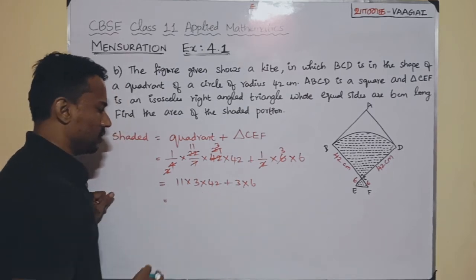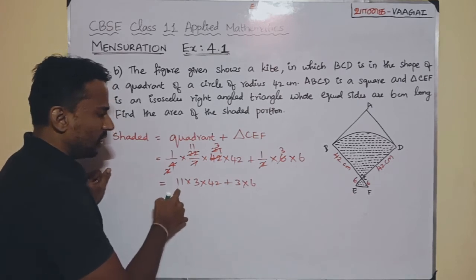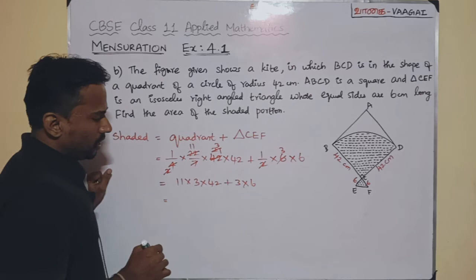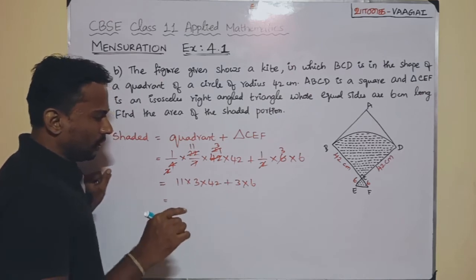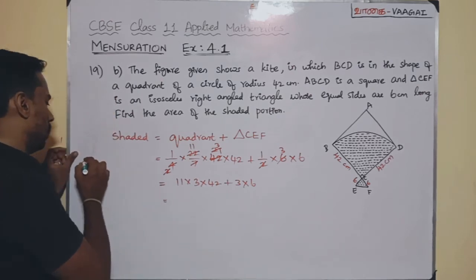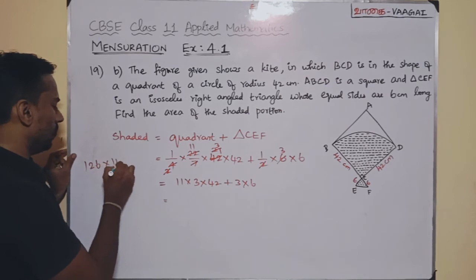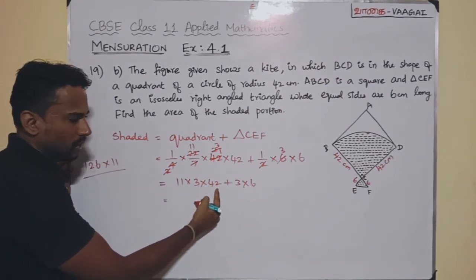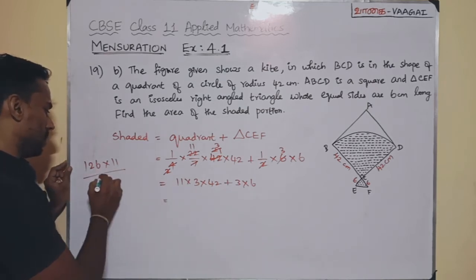So first we will finish off this. So here I will have 11 into 3 into 42. First of all, what is 3 into 42? So 3 into 42 will be 126, correct? So 126 into 11 we need to do. So 126 into 11 will be 6.